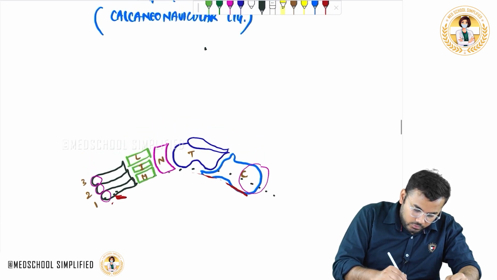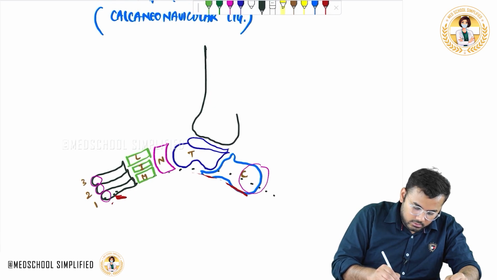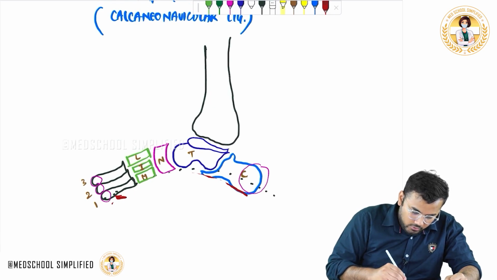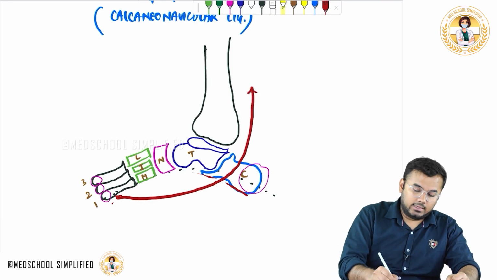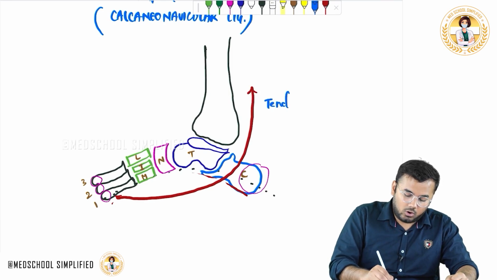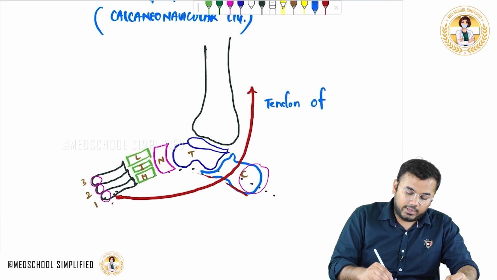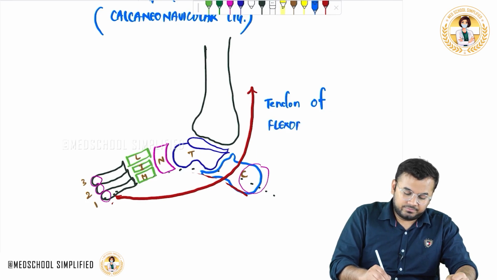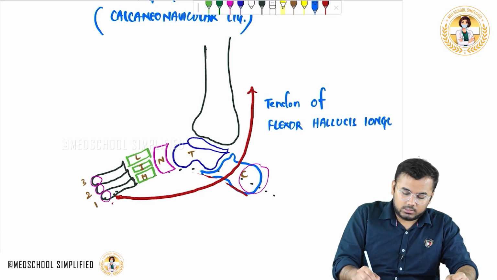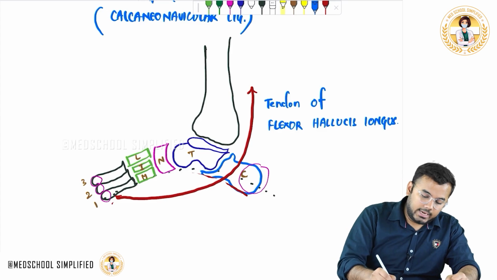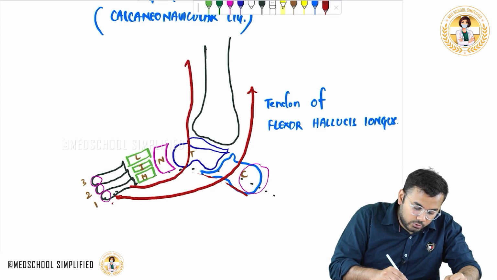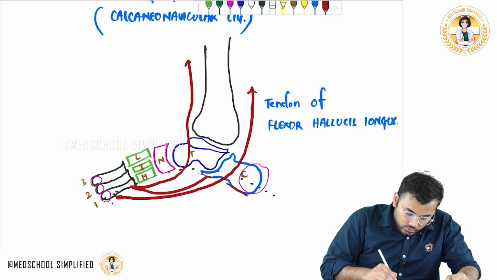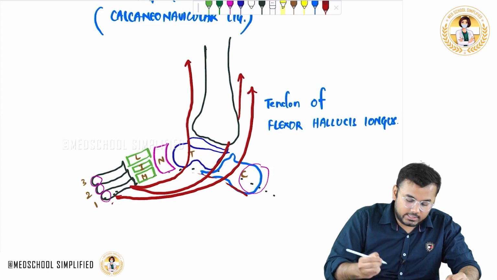But before that, let me put up this bone over here. From here you have a tendon that goes all the way up like this. So this is acting as a sling. This is the tendon of flexor hallucis longus. Second important thing is that you have a tendon that goes all the way anterior to the tibia like this, and there is one tendon that goes all the way posterior to the tibia in this way, right?